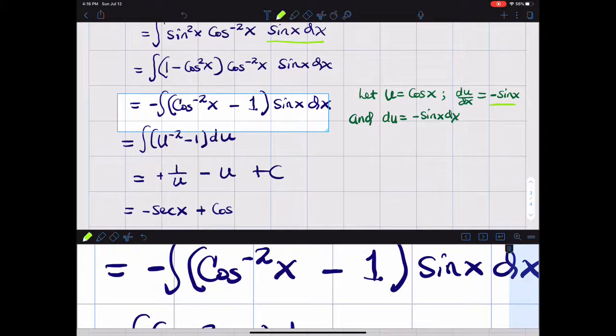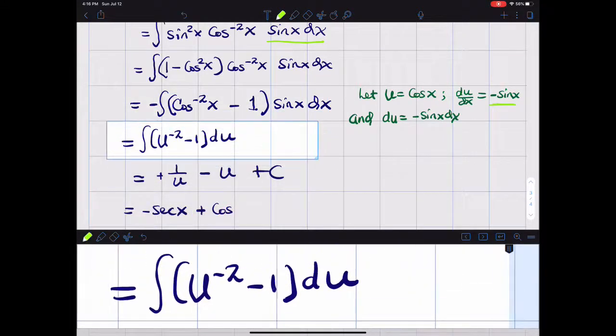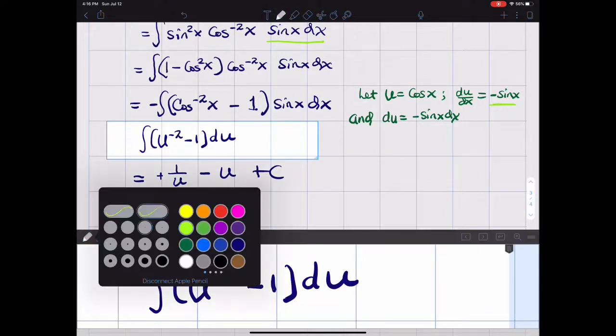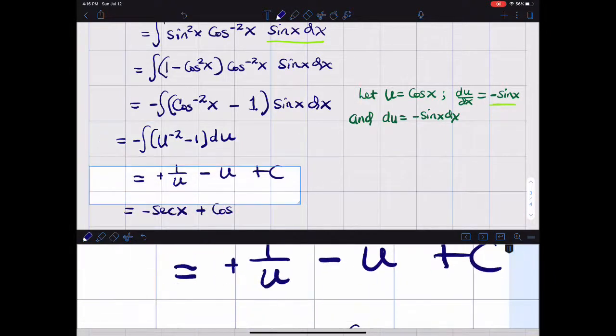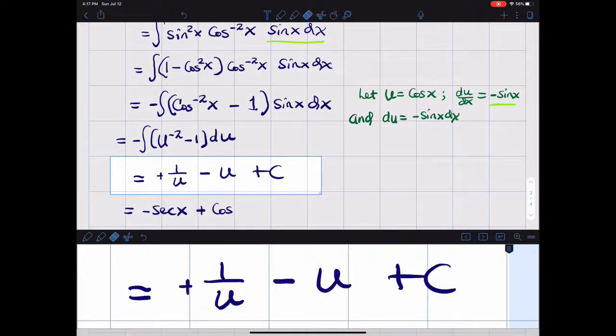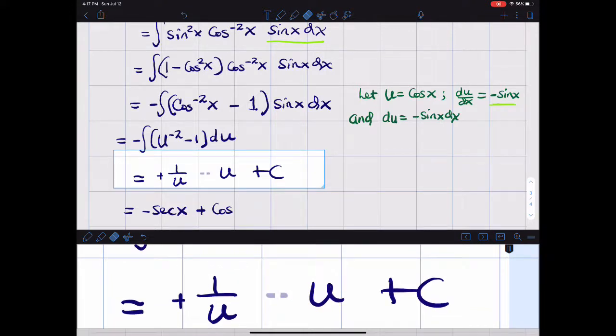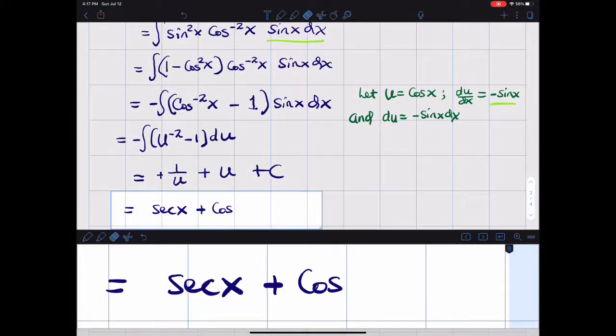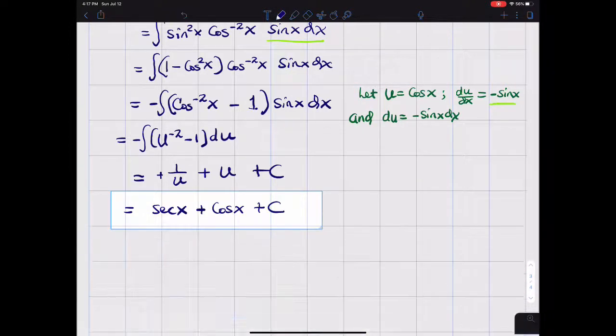If I maintain the negative outside here, and u to the power of negative 2, if you find the integral, you get negative u to the power of negative 1, and you multiply by the negative, you get positive. And here you have u to the power of 1; you take the integral, which is just u, so you get positive also. So this is just secant of x plus cosine of x plus c. So that's your solution.